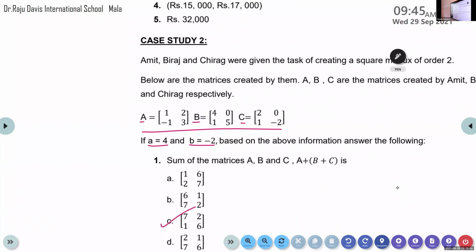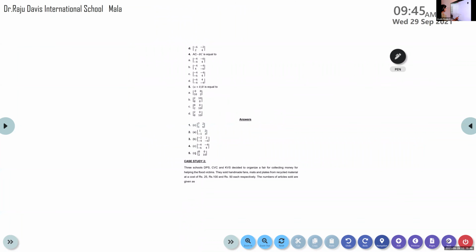Okay, look at this question. First one, this is okay. Now look at the second one. Shubham, do the next one and give the answer. Make it fast.